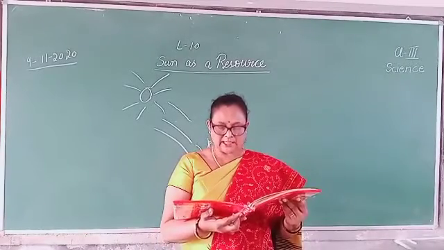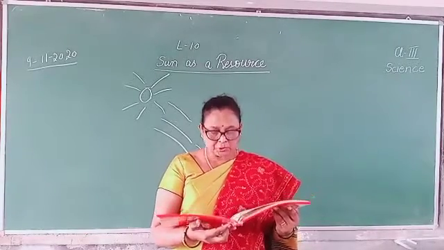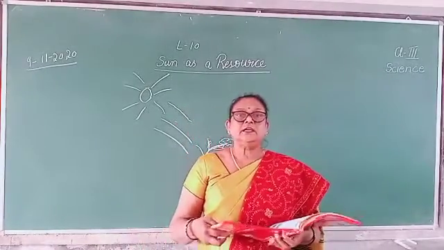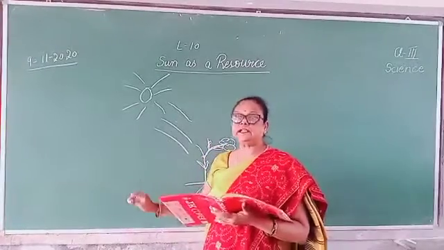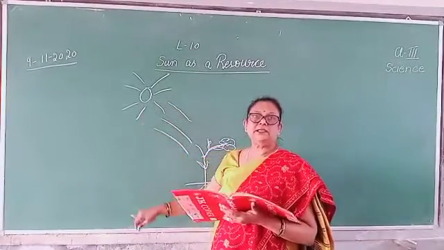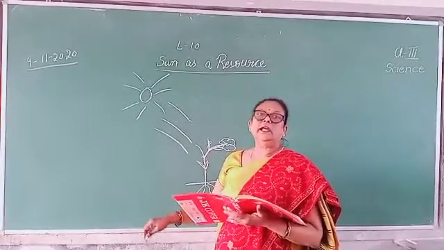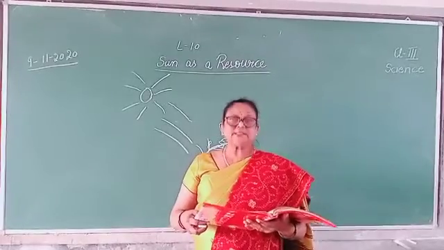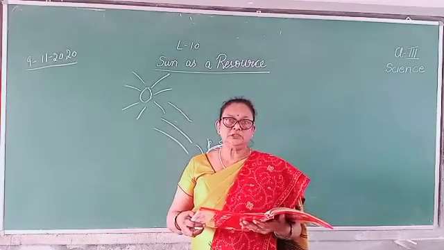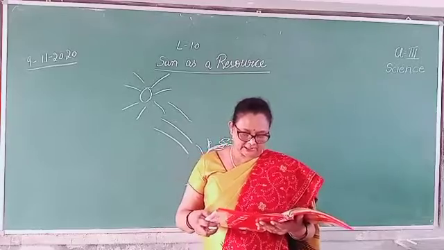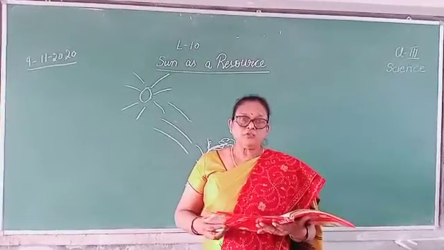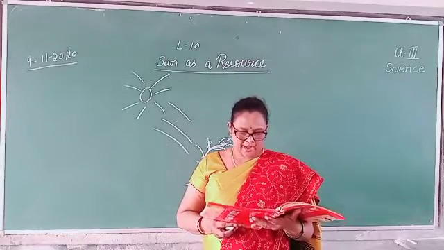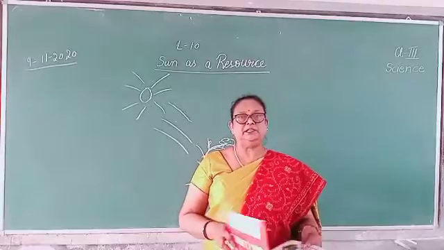Sunlight also helps seeds to grow into saplings. So when we sow the seed in the soil, the sunlight falls on the soil and that helps to grow a new plant. Plants give out oxygen into the air in the daytime during photosynthesis, which is being used by animals for breathing.